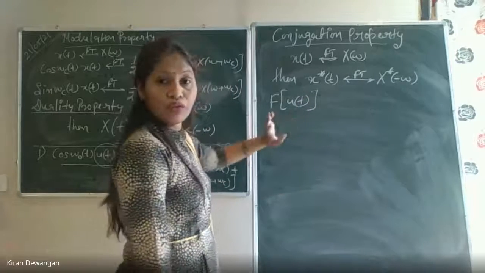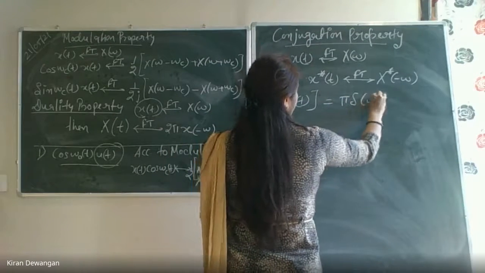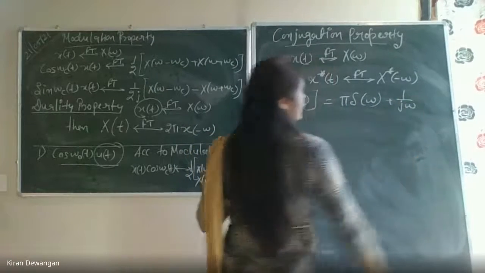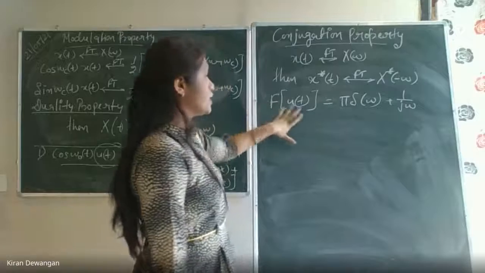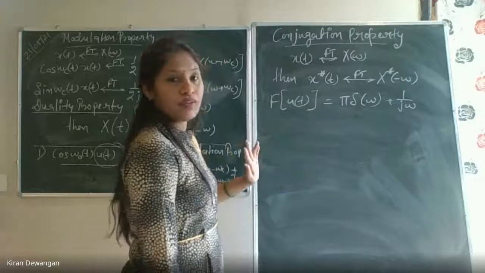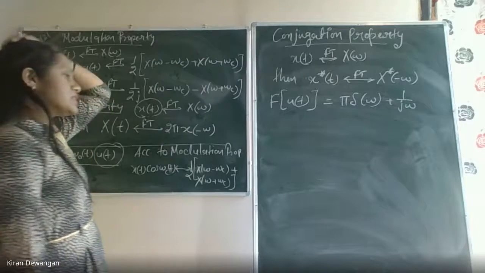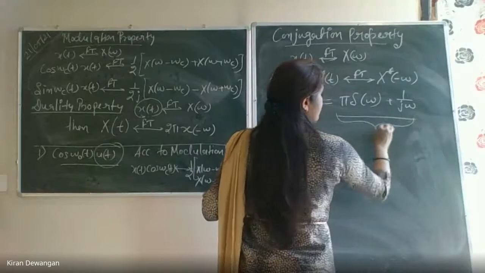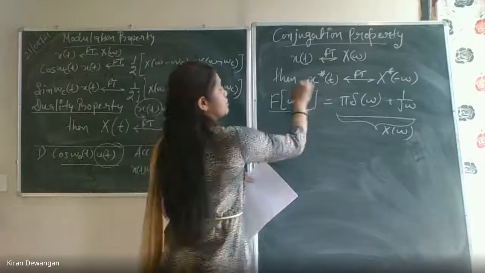The Fourier transform of u of t is equal to pi delta omega plus 1 by j omega. This is the Fourier transform of the unit step function. Fourier transform of the unit step function is pi delta omega plus 1 by j omega, that we have already calculated in previous lectures. Okay? So we just need to put it in this particular formula. Now, the Fourier transform of u of t is nothing but our X of omega, if u of t is my x(t).